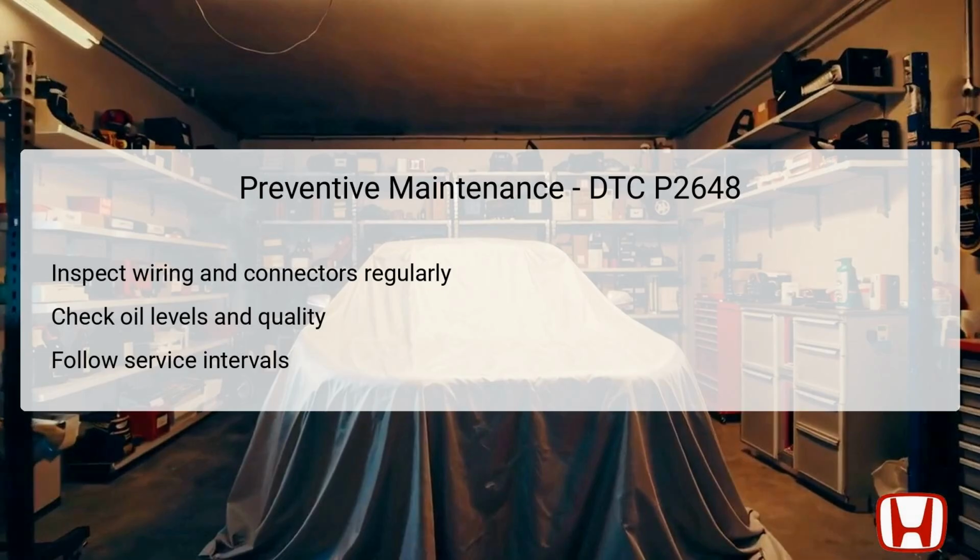Additionally, routinely check the engine oil levels and overall quality to ensure that the oil is clean and suitable for optimal function. Using the correct oil type as specified in the manufacturer's guidelines is also crucial, as it plays a significant role in the efficient operation of the hydraulic systems involved in variable valve timing. Lastly, following the recommended service intervals outlined in the vehicle's owner manual will help maintain the engine's health and performance, reducing the likelihood of DTCs associated with variable valve timing in the future.